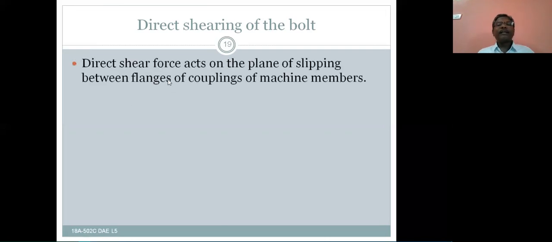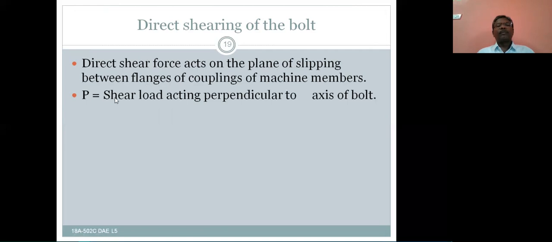So direct shear force acts on the plane of slipping between flanges of couplings of machine members. P is the shear load acting perpendicular to the axis of the bolt.